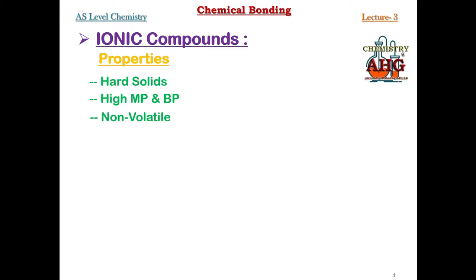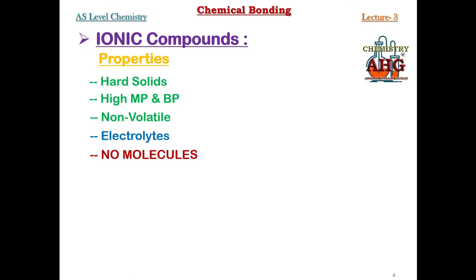Now, in addition to these 3 properties, 2 more properties are also very important for ionic compounds. Number 4, ionic compounds are electrolytes. And the last property, which is most important for all ionic compounds: they do not have molecules. They don't exist as molecules. Rather, they have clusters of ions. They exist as a combination of positive and negative ions.